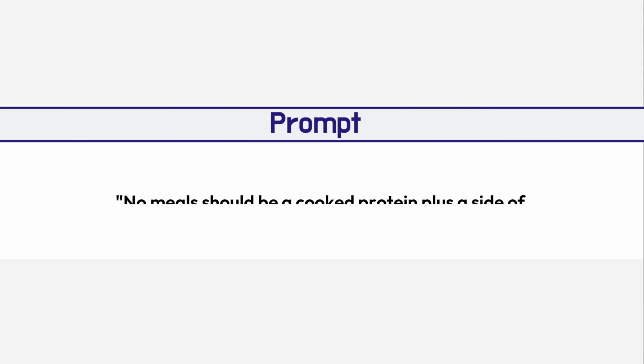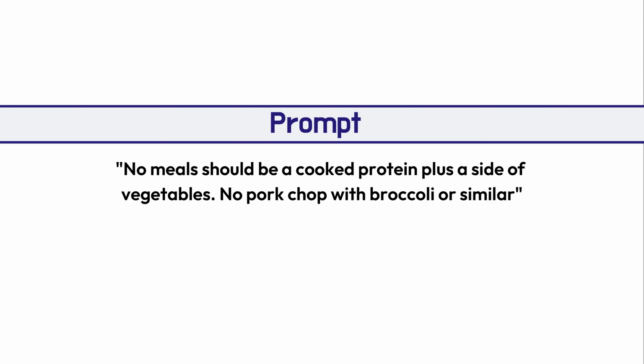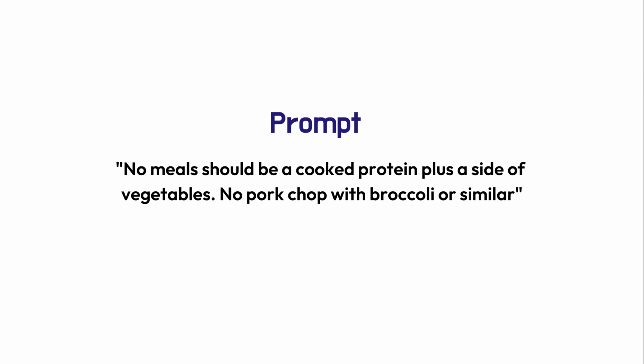The no boring meals rule. No meals should be a cooked protein plus a side of vegetables. No pork chop or chicken breast with broccoli or similar. Honestly, this is here because life is too short for sad plates of chicken breast with steamed broccoli.